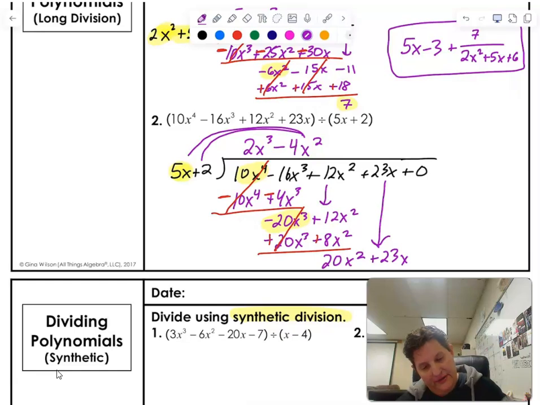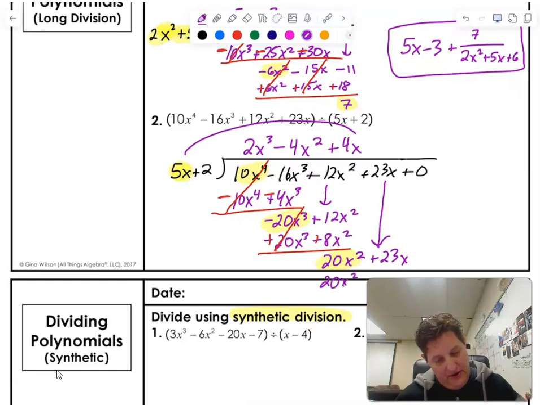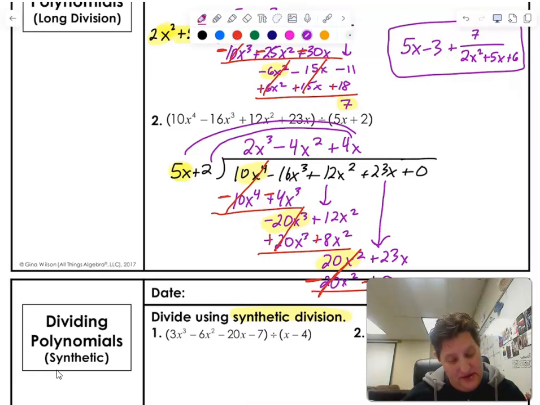Oh, I'm going to run out of room on this. Okay. 5x times what is 20x squared? So that's going to be times 4x. That gives me 20x squared. That gives me 8x. Okay, I change the sign. That cancels. And then 23 minus 8 is 15. Yeah, 15.